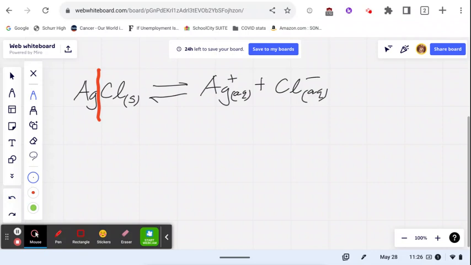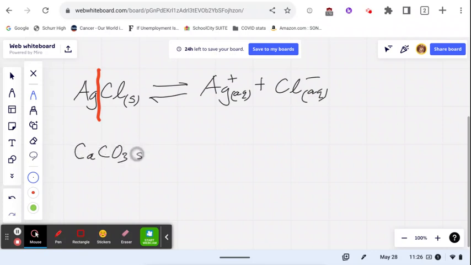Hopefully this is not too much a review. I know it's been a little bit, but that's what we have to do here. All right, so right now we're just going to practice breaking these up. Okay, so the next one, calcium carbonate.